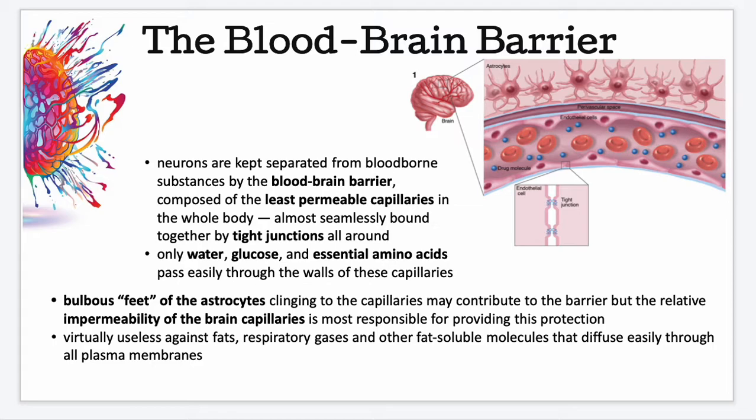So the bulbous feet of the astrocytes clinging to capillaries may contribute to the barrier, but the relative impermeability of the brain capillaries is most responsible for providing this protection. So this is useless against fats, respiratory gases, and other fat-soluble molecules that diffuse easily through all plasma membranes, and it's designed like that, not to protect your brain.